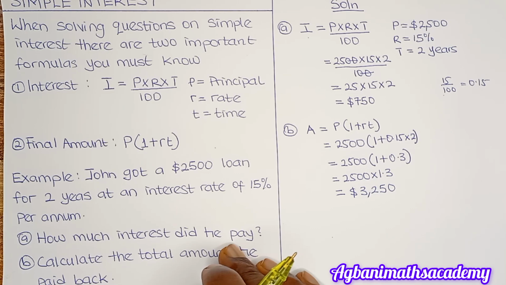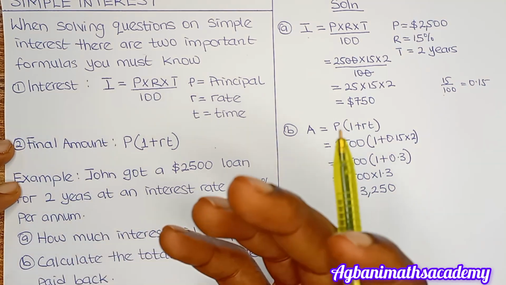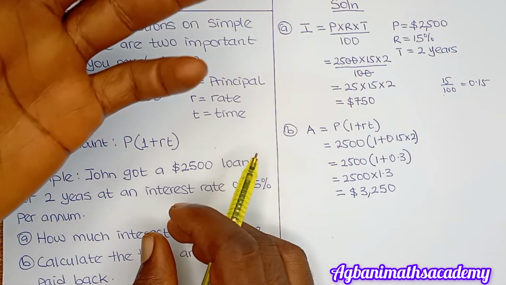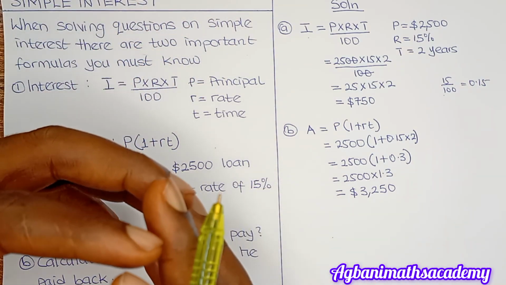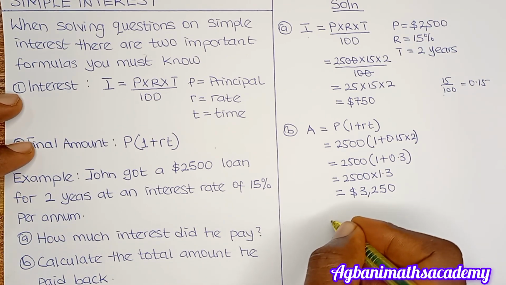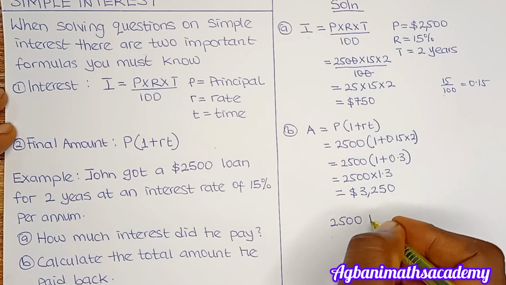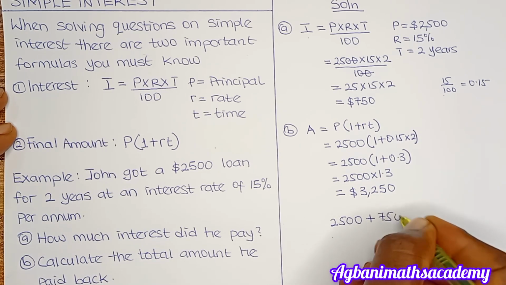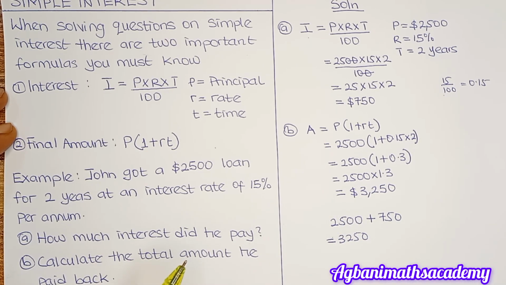In order to confirm this, remember the total amount to pay back is the money that was borrowed plus the interest. When you add it together, that becomes the total amount to be paid back. So we only need to do 2,500, the amount that was borrowed, plus 750, the interest. If you add them together, you're going to get 3,250. So that shows that this is correct.